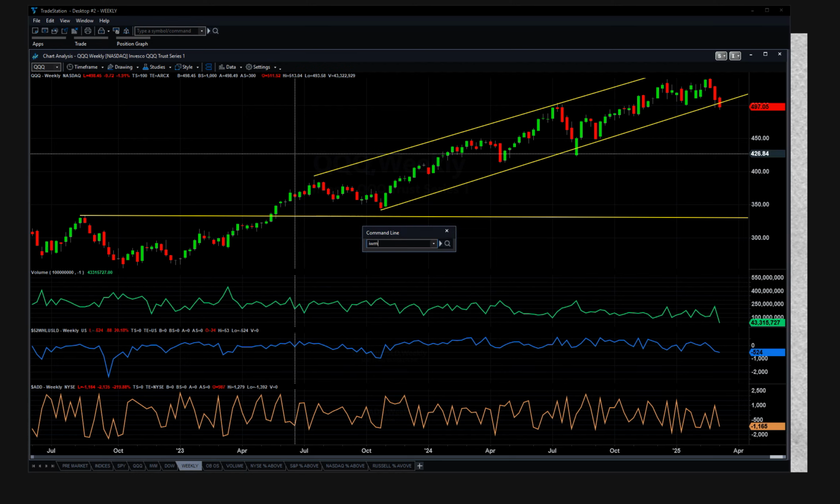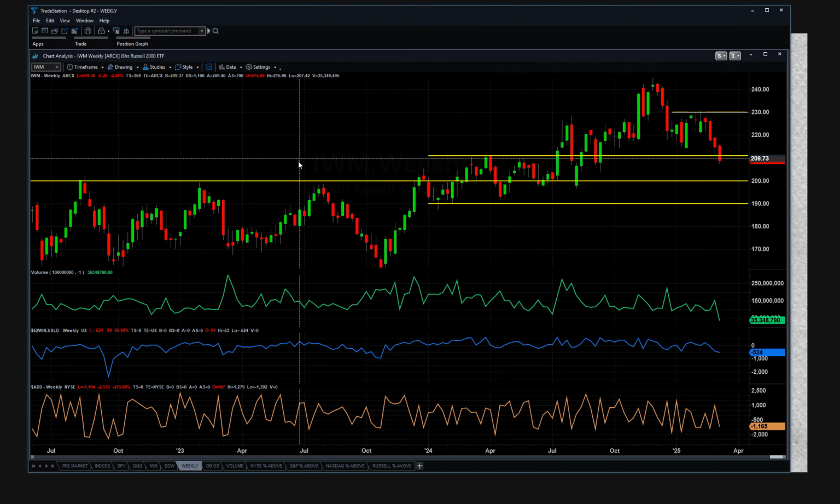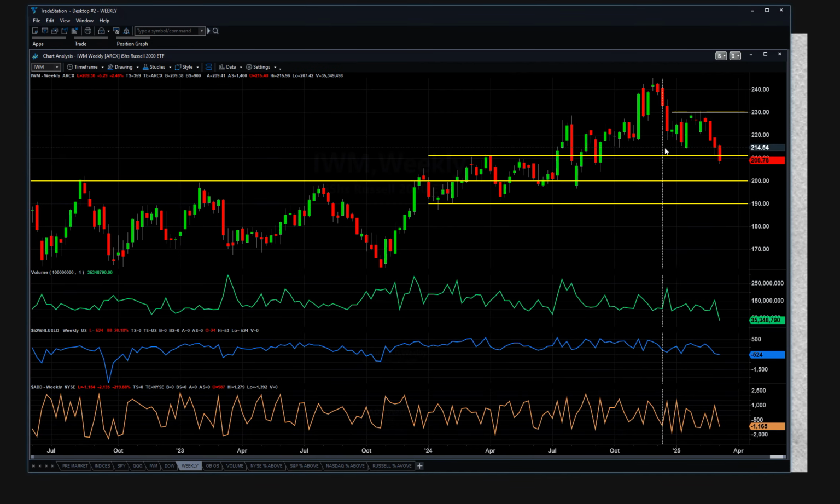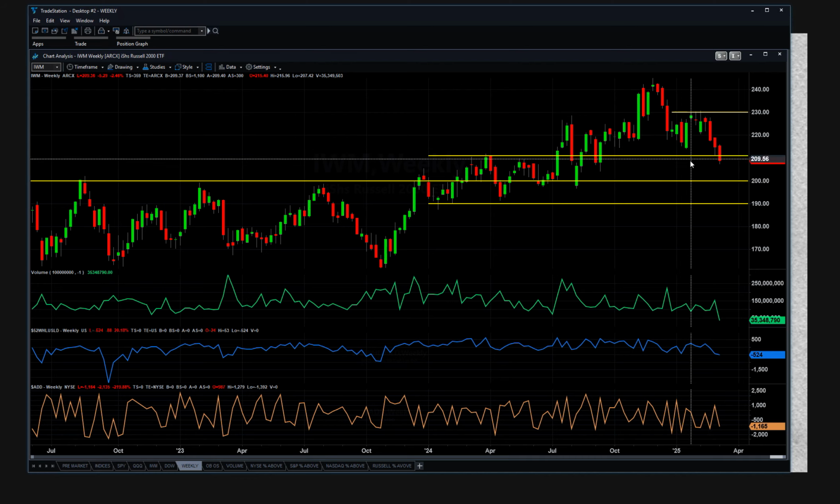Looking at the Russell, it has been leading this move to the downside, and you can see that it has broken this low here. It has broken through the 210 area, and it looks like the next level of support is at the 200 level in the IWM. Now, I want to go back to the daily charts.